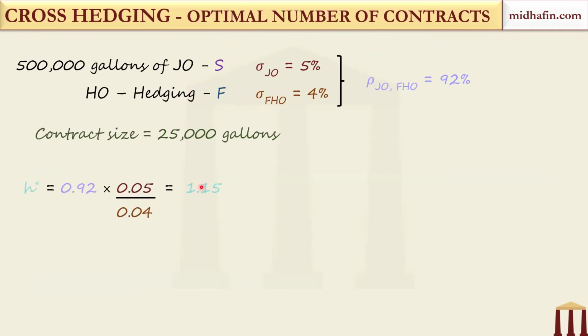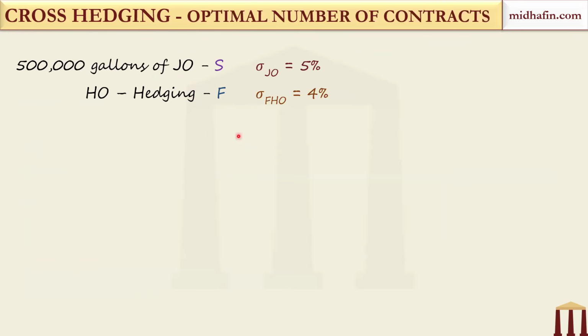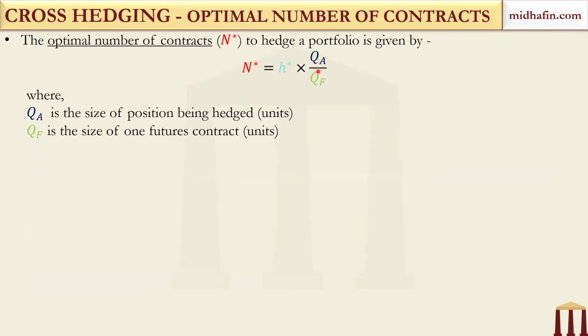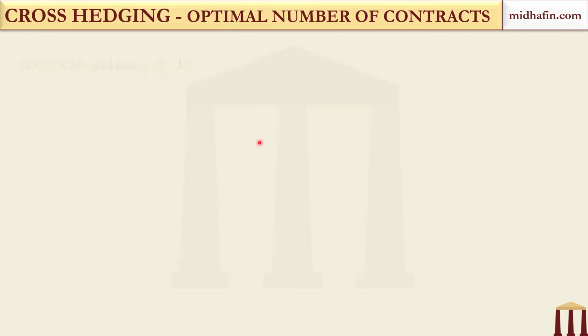So this is H star. Once you calculate H star, then you apply this formula, QA by QF. QA is the size of the position being hedged in units. Remember, not in dollars, in units. And QF is the size of one futures contract in units.